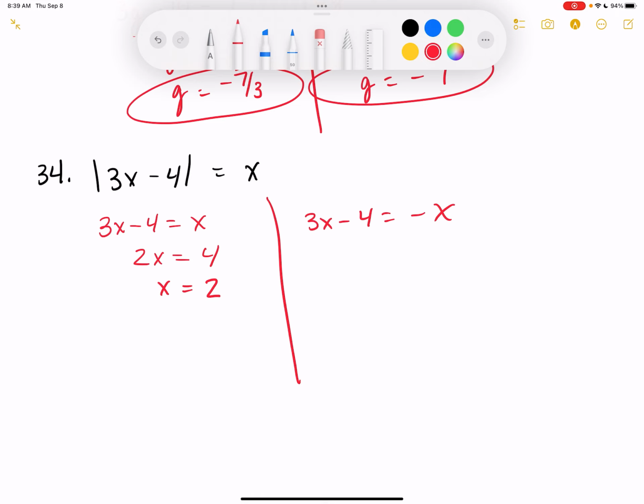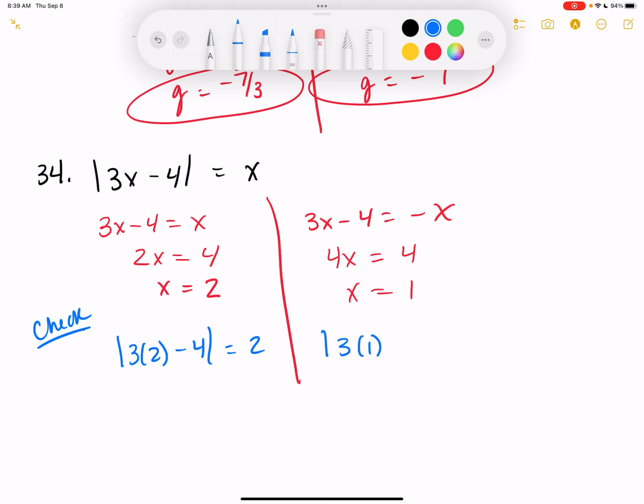And then on the other one, I'm going to have 4x is equal to 4, so x is equal to 1. And then I need to do the check part now to make sure that they work. So I'm plugging them back into the original. So the absolute value of 3 times 2 minus 4 equals 2. And I'll go ahead and set up the other one. The absolute value of 3 times 1 minus 4 equals 1.